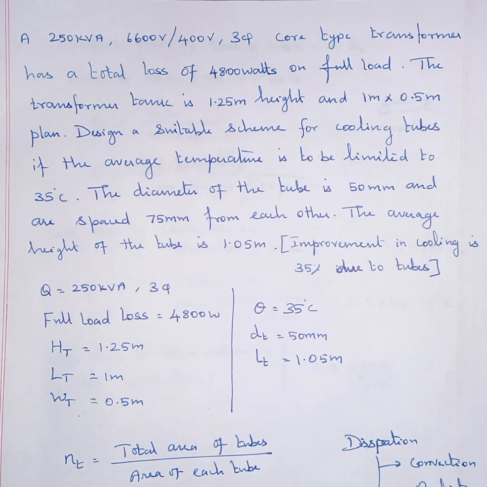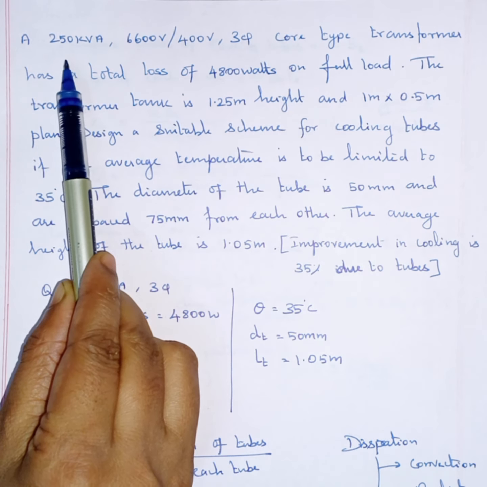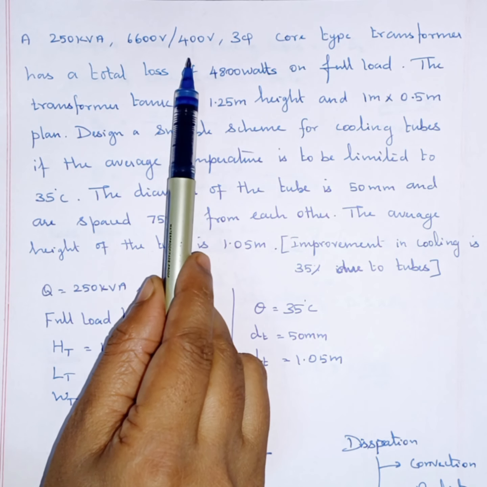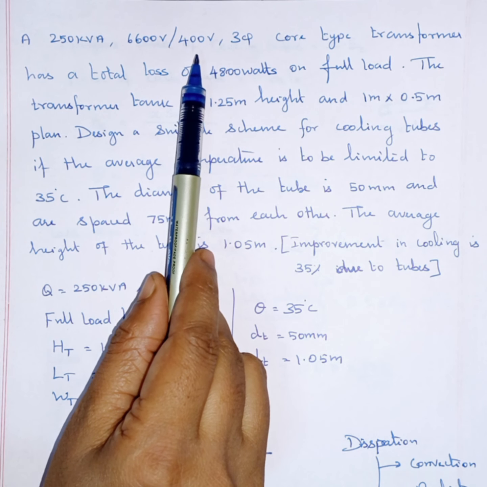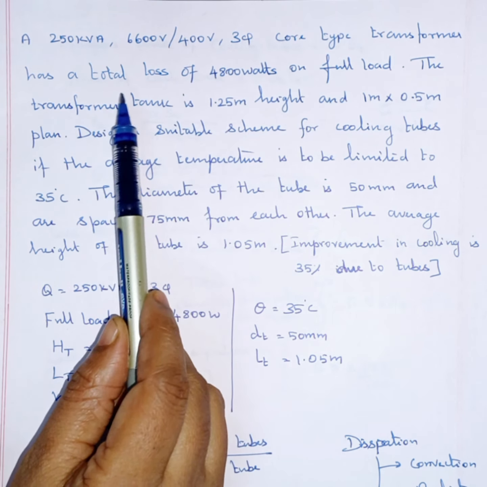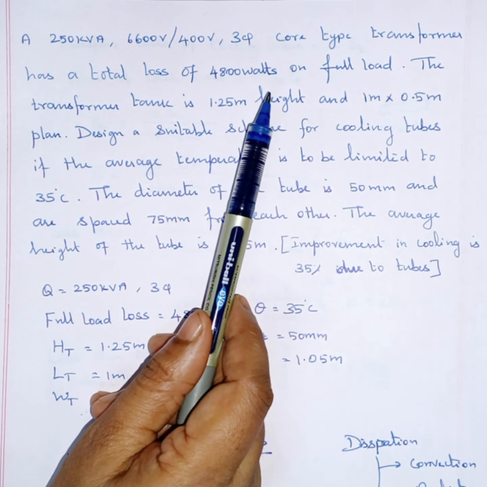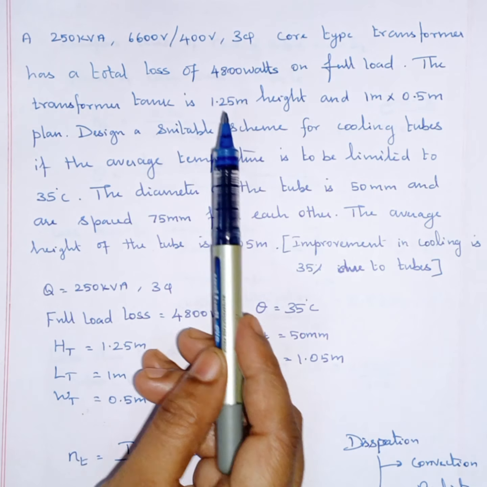Good morning, students. Today we are going to discuss the design of cooling tubes in the transformer. So we have the rating 250 kVA, 6600 volt by 400 volt. A three-phase core type transformer has a total loss of 4800 watts on full load. This is nothing but the full load loss.